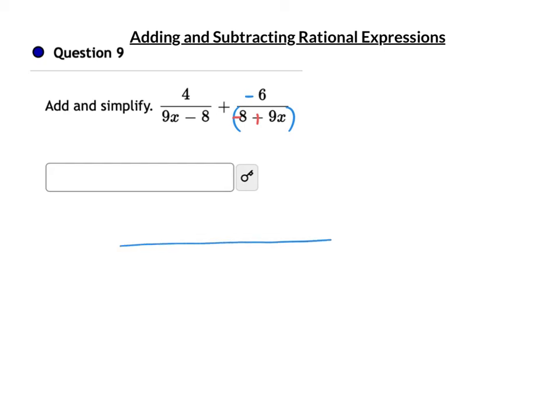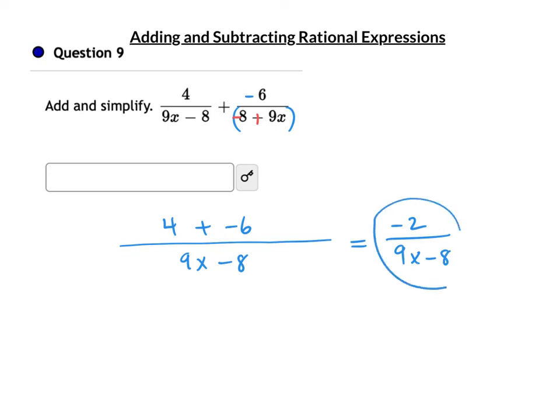My common denominator is 9x minus 8. And in the numerator, I have 4 plus negative 6. And 4 plus negative 6 is negative 2. Negative 2 over 9x minus 8. Always check for factor and cancel. Can I simplify anything here? No.